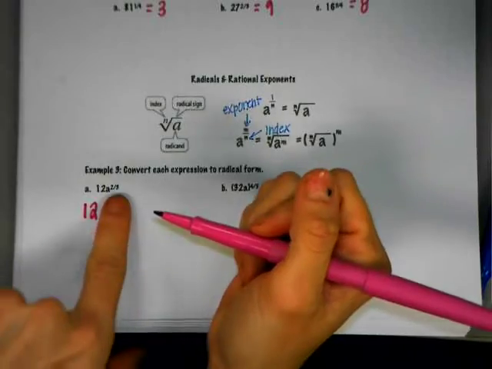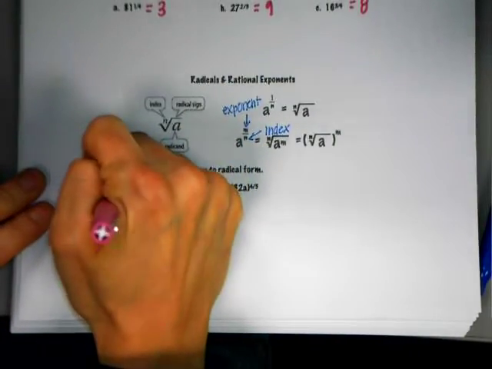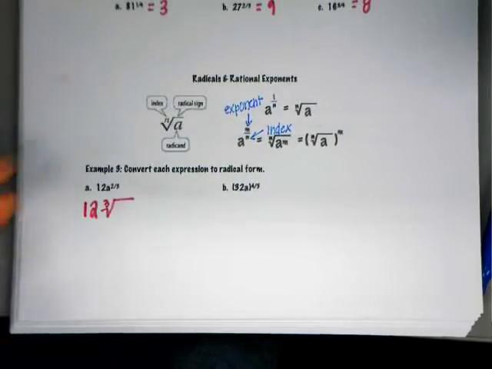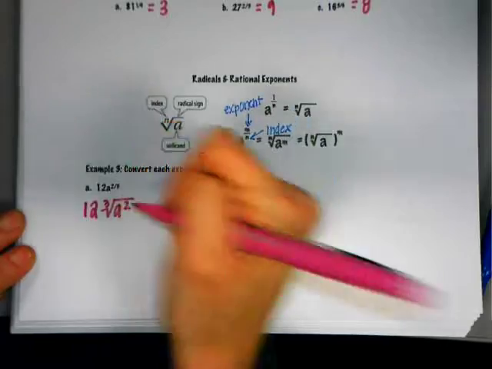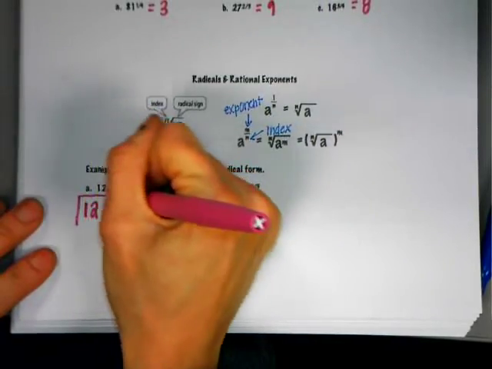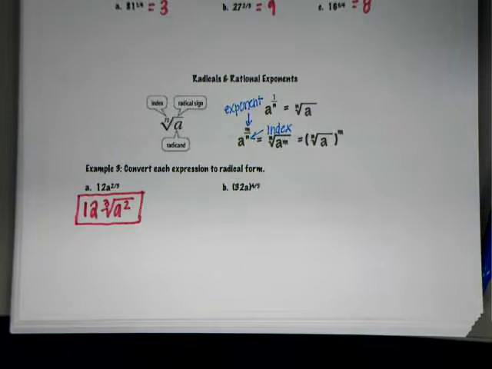And then to convert this to radical form, the denominator, so the 3, is going to become the index on the outside, so the 3rd root. And the numerator, the squared, is going to stay as the exponent. That's it for that. Okay, so just the denominator goes around. Good so far?